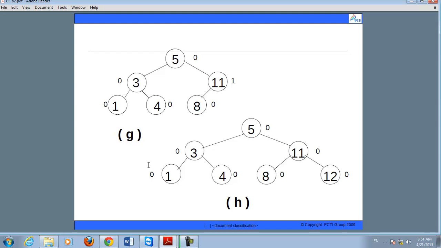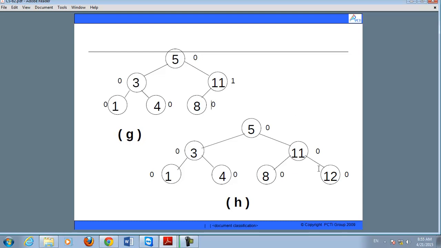Now next time you have to insert 1. 1 is smaller than 5, it comes at the left side. Then again 1 is smaller than 3, it means it comes at the left side of the 3. Now again after insertion you have to calculate the balancing factor. If the balancing factor is 0, 1, minus 1, that means the tree is a balanced tree. Otherwise you have to perform the rotation operation to make the tree balanced.